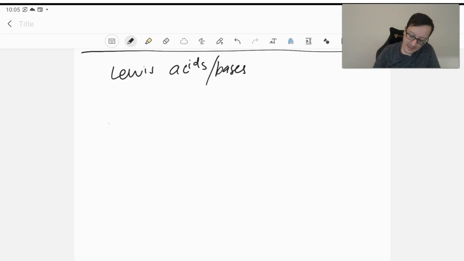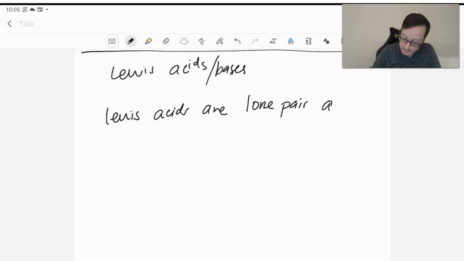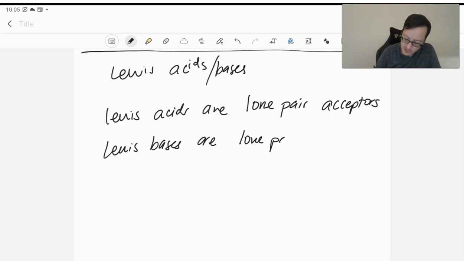We'll see that Lewis acids are going to be lone pair acceptors. And Lewis bases are lone pair donors. And I'm saying lone pair, but really electron pair would also suffice in this definition. So we're looking at things that may not be explicitly acidic or basic.